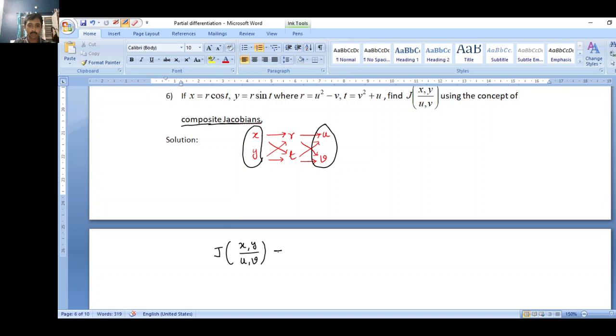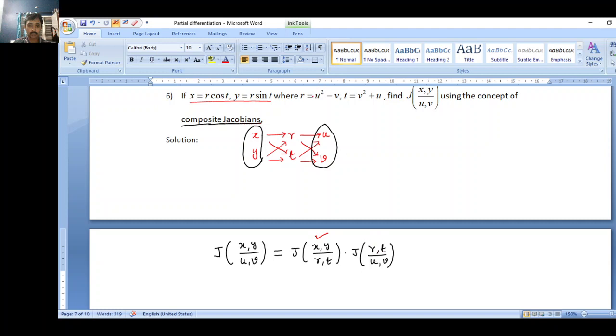So if you remember, if you want j of x comma y with respect to u comma v, this is going to be j of x comma y with respect to r comma t, and then this multiplied with j of r comma t with respect to u comma v. So this is very much similar to the chain rule that we have in differentiation. Okay, so for you to find out j of x comma y with respect to u comma v, first find out j of x comma y with respect to r comma t. Can you find that? Of course yes, because x and y are given in terms of r and t. So that will help you to find out j of x comma y with respect to r comma t, and then find out j of r comma t with respect to u comma v.